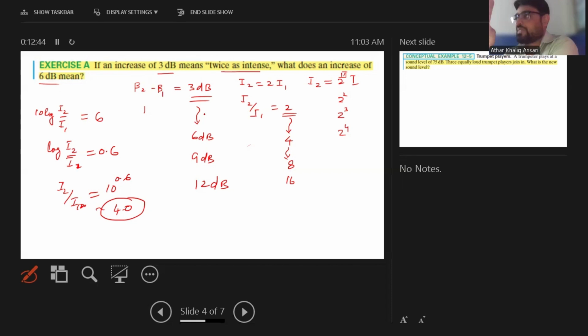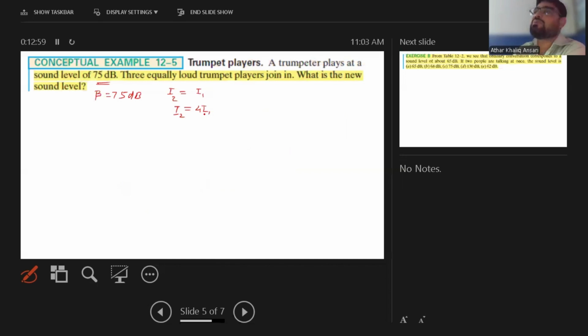I am repeating here. If the sound level increases by 3 decibel, intensity becomes double. Sound level increases by 6 decibel, intensity becomes 4 times. So in this question, how much is the intensity increased? Listen first. Intensity increase is how much? 4 times. 4 people join means 4 times intensity. So how much decibel will increase? 6 decibel.